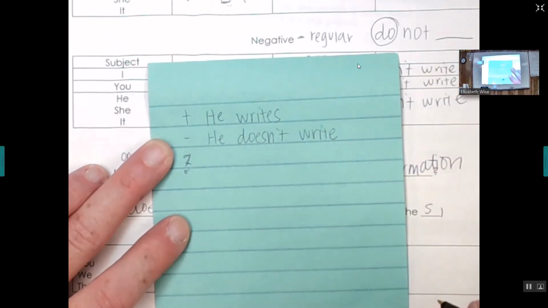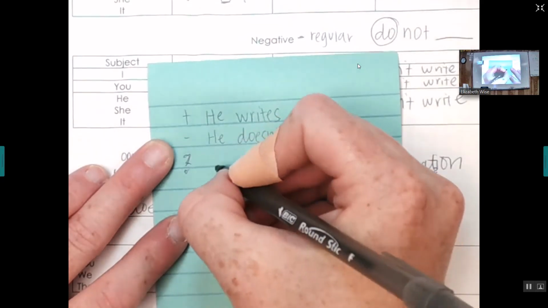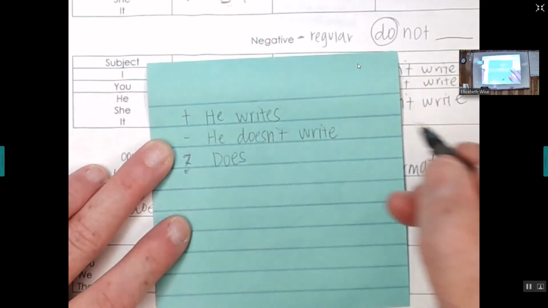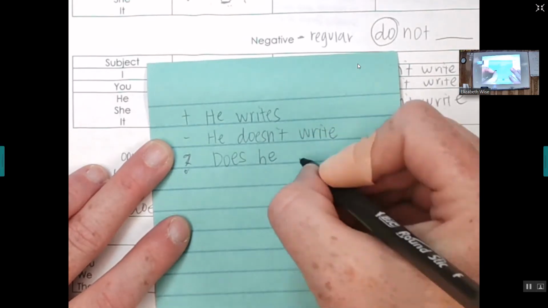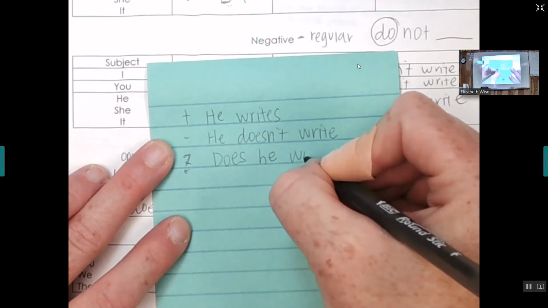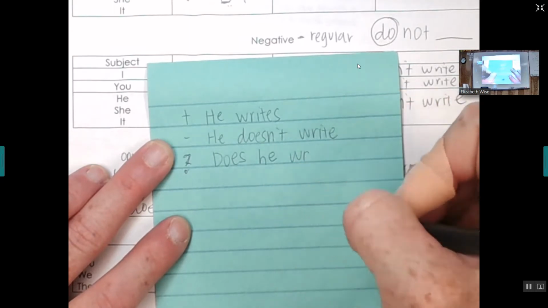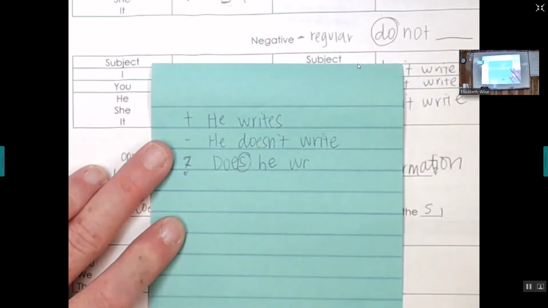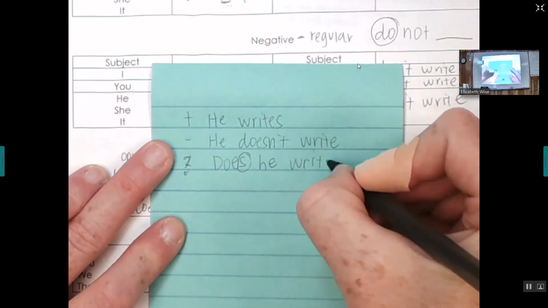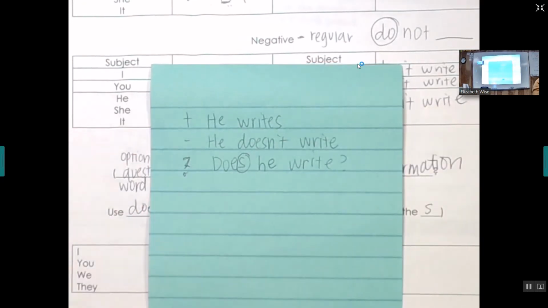Okay, so let's do the question. So are we going to use do or does? For he, right? We're going to use does. And then the person, he. And then our second verb is write, with no S, because our S is here. Okay? Does he write? So with he, she, and it, you only need one S.